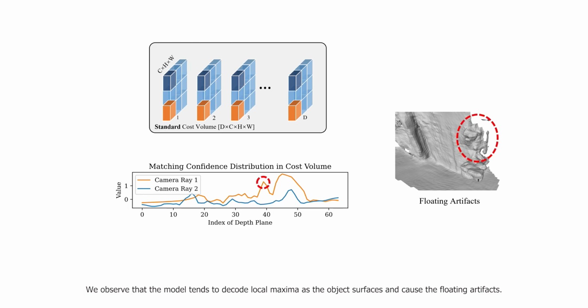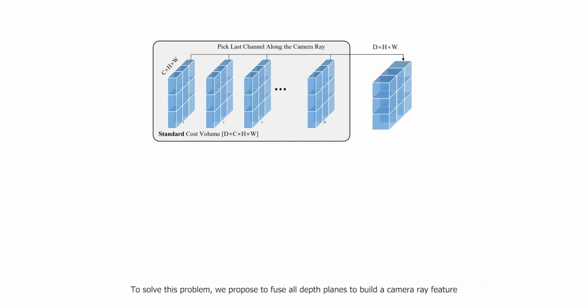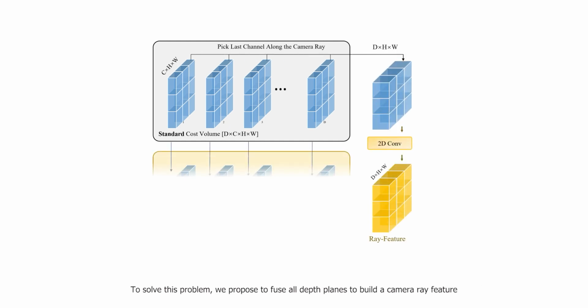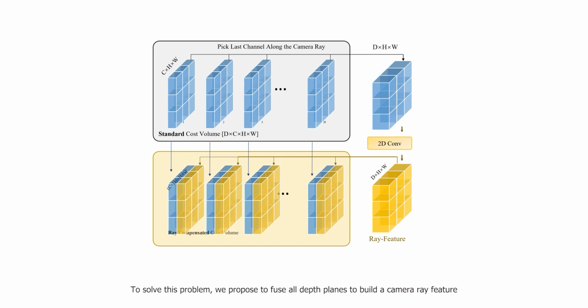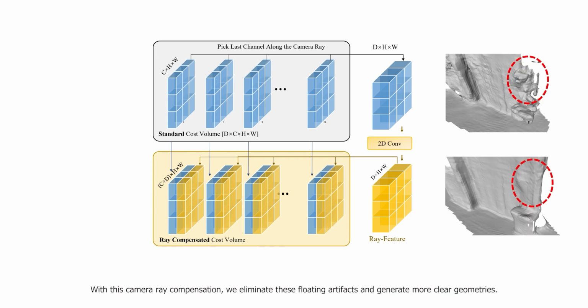To solve this problem, we propose to fuse all depth planes to build a camera ray feature, which is duplicated and concatenated into all depth planes of the standard cost volume to form our ray compensated cost volume. With this camera ray compensation, we eliminate these floating artifacts and generate clearer geometries.